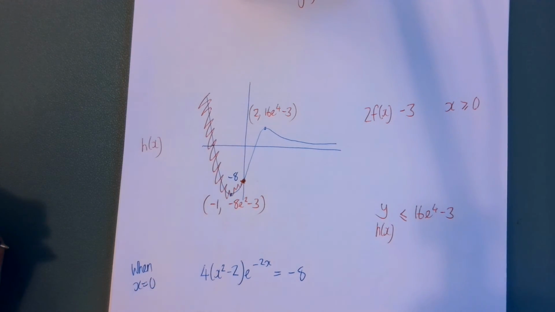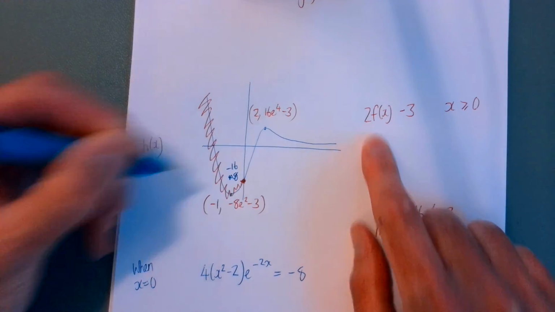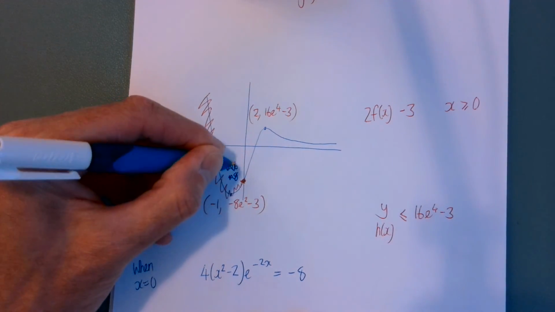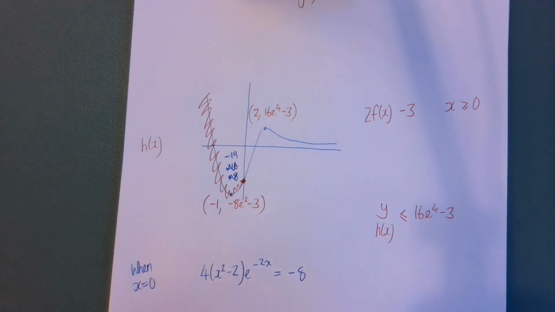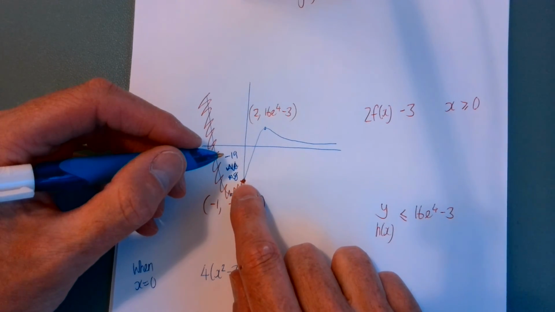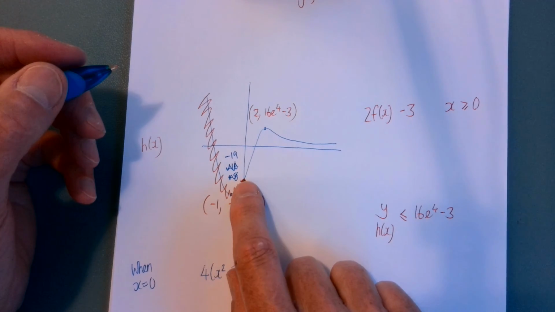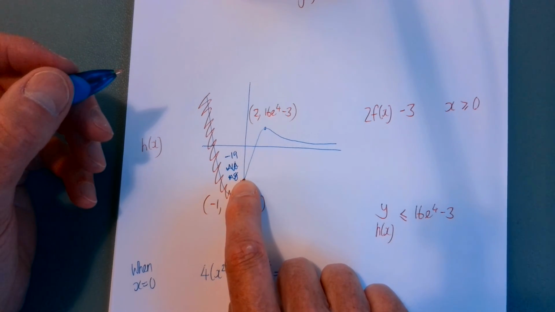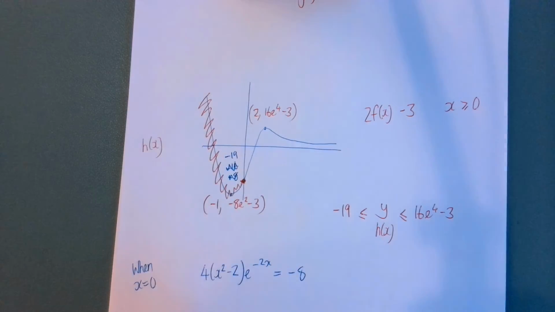But don't forget, that's the original function f of x. So it's then been doubled, so it would become minus 16. And then they've taken away 3, so it would become minus 19. So we're now saying the new function, h of x, which is 2 times the original function take away 3, this value will be minus 19. So that's the lower limit. And the upper limit is still that turning point there. So that's the answer to that last part of the question. Hope that's okay.